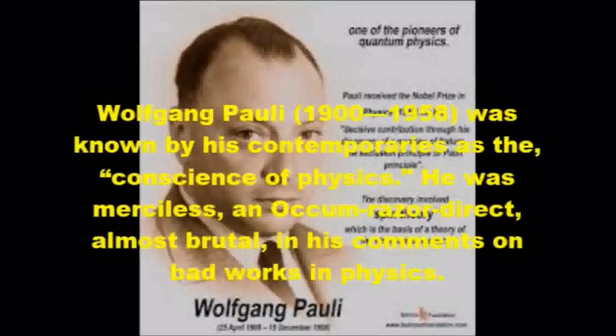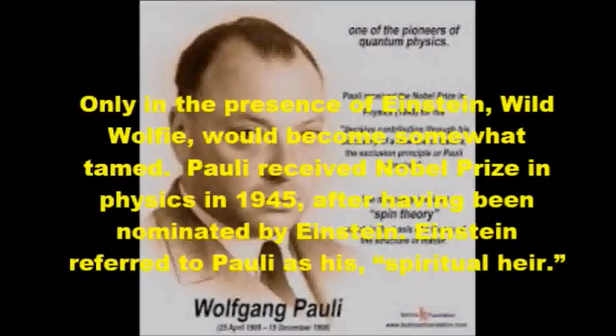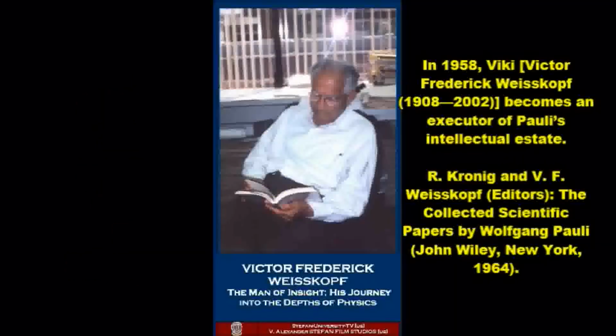Wolfgang Pauli was known by his contemporaries as the conscience of physics. He was merciless and Occam razor direct, almost brutal, in his comments on bad works in physics. Only in the presence of Einstein, Wild Wolfie would become somewhat tamed. Pauli received the Nobel Prize in Physics in 1945, after having been nominated by Einstein. Einstein referred to Pauli as his spiritual heir. In 1958, Victor Frederick Weisskopf, 1908–2002, becomes an executor of Pauli's intellectual estate.